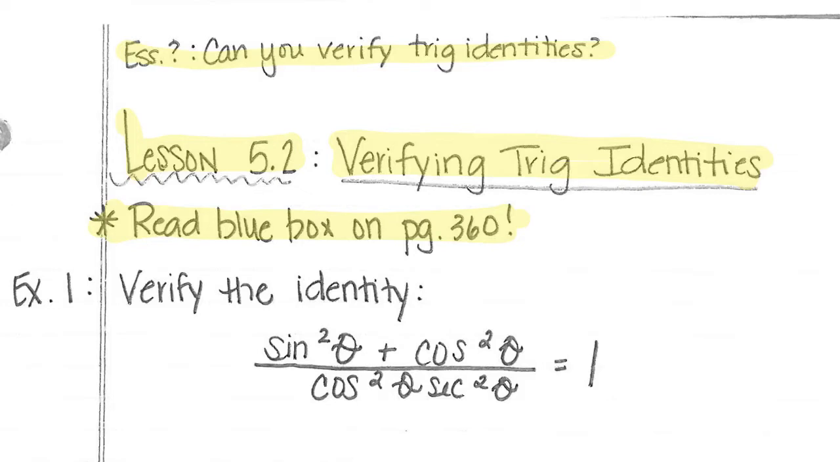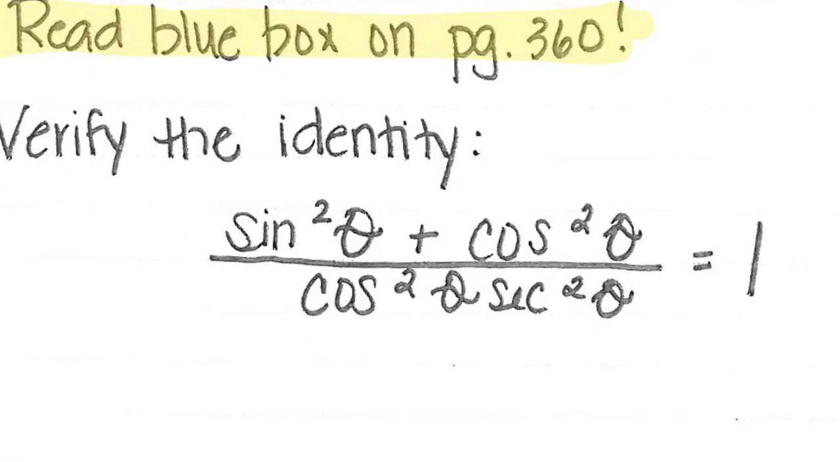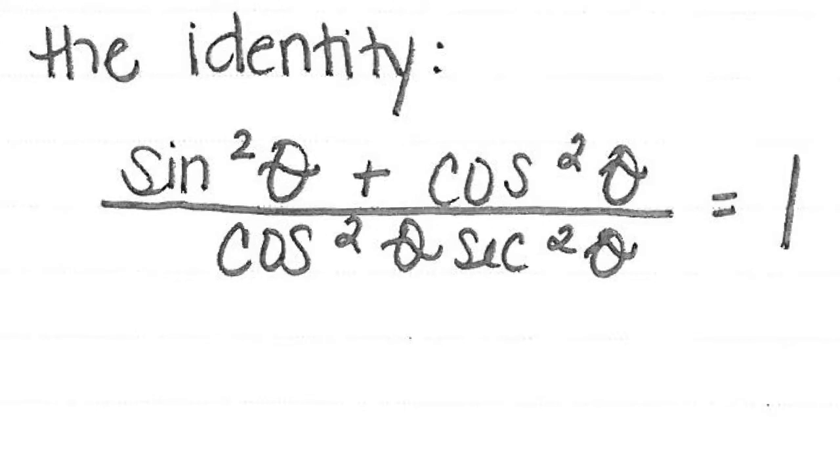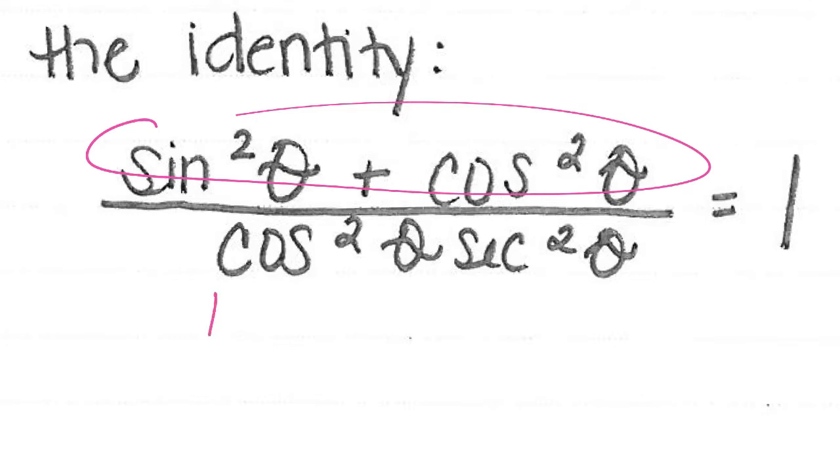They're telling us on number 1 to verify this identity. Sine squared theta plus cosine squared theta all over cosecant squared theta times secant squared theta is equal to 1. So the first thing I tell my students to do is to recognize, number 1, recognize all Pythagorean identities. So immediately you should say, hey, I know that this top right here is equal to 1.